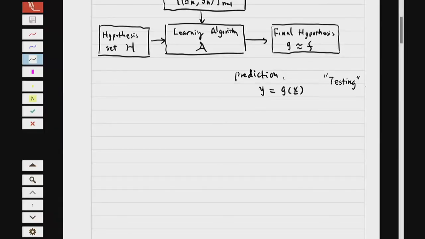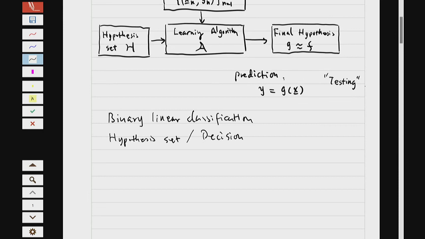We also started to discuss an example, a very special case called binary linear classification. This is still recap. In binary linear classification, we also have the hypothesis set. Hypothesis set, of course, is also called the decision rule, or the learning model.